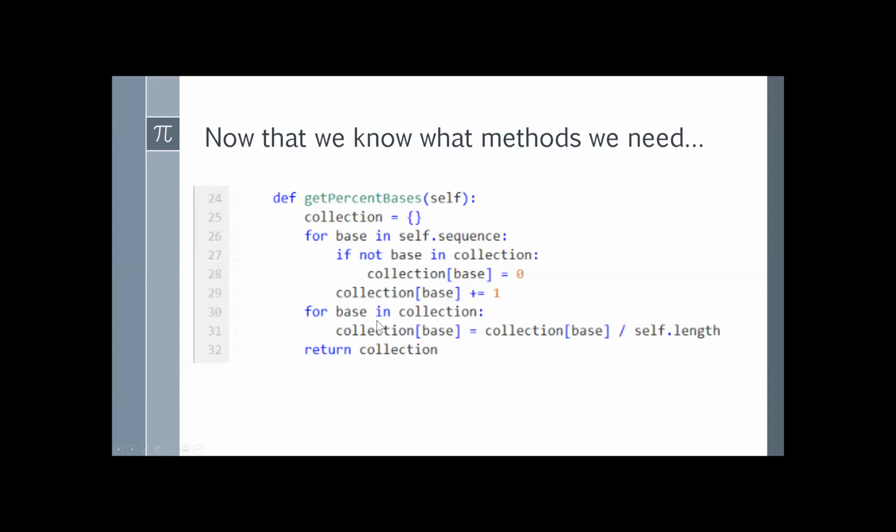Once it's done going through the entire sequence, it's going to say now for each base in the collection. So now it's going to iterate over the bases that are in the dictionary. And it's going to change that value. So it's going to say collection of that base is equal to the number of times I saw it divided by the length of the sequence, which gives me the percentage of each base, and it'll just return that dictionary. So that I think should make sense to people.